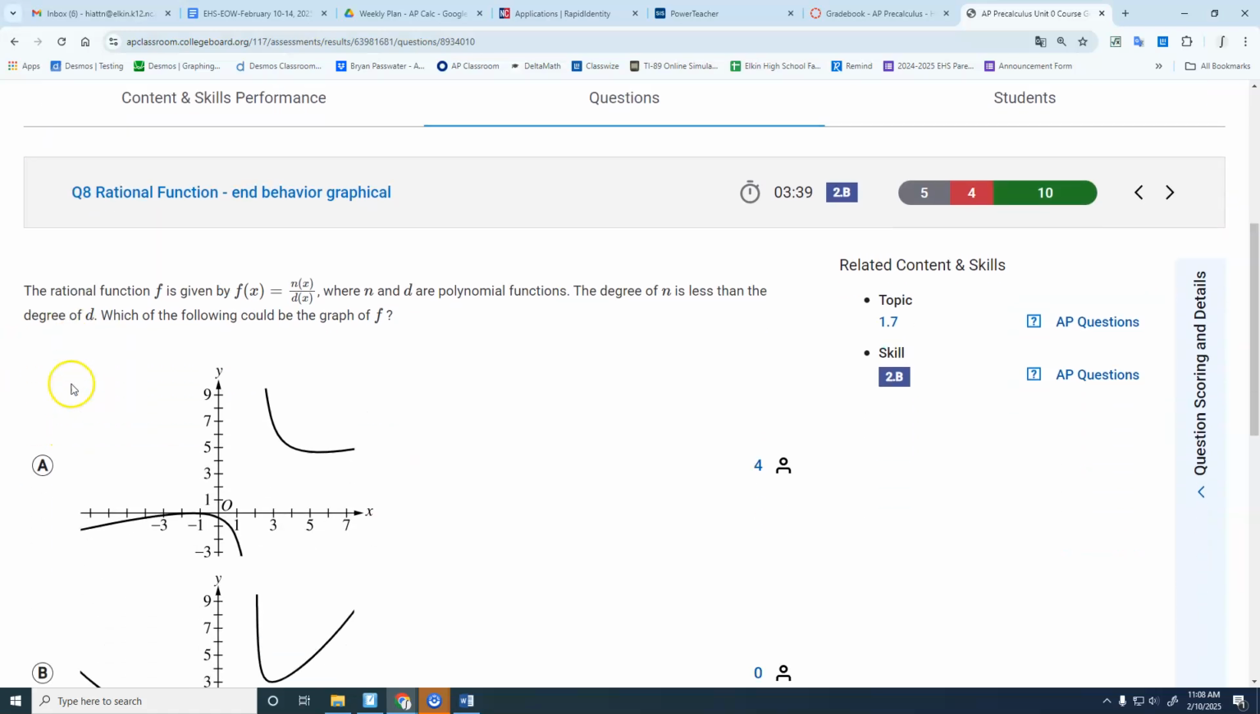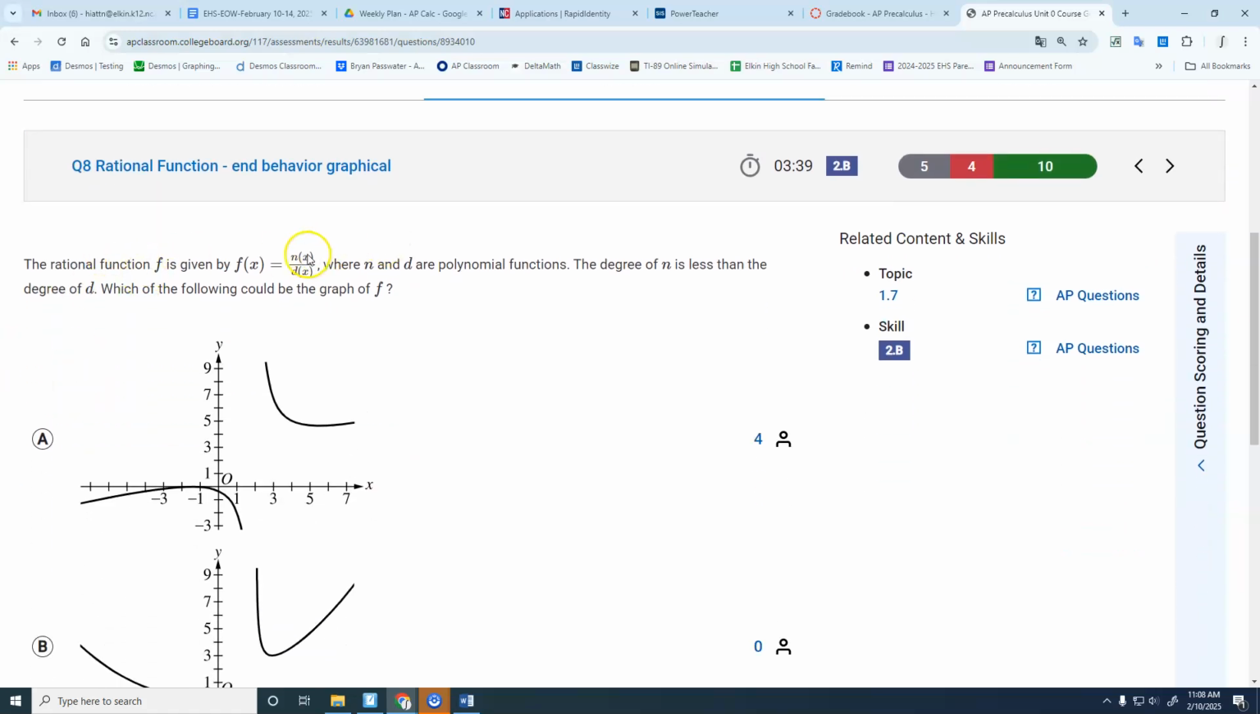Okay, so it tells you that you have a function where n and d are polynomials. So we don't know what they are, but they are polynomials. The degree of n is less than the degree of d, which means that this is bigger on the bottom. And whenever a function is bigger on the bottom, what do we know about its end behavior? Its horizontal asymptote, or its limit as x approaches positive or negative infinity, is 0, right?